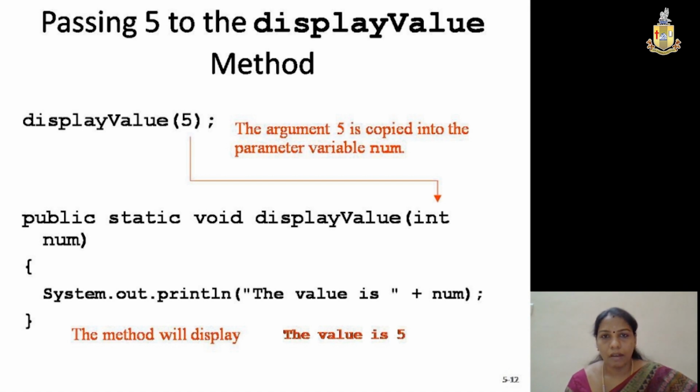So we have discussed what is method, why we go for the method, what is the advantage, and how to declare a method, and how to call the method, and how to pass the value to the method, and how to pass the arguments. That and all we have discussed. So these are all the basic things regarding methods in Java.